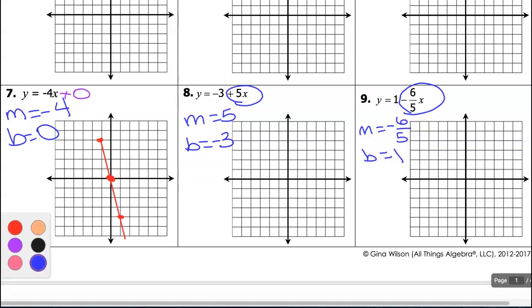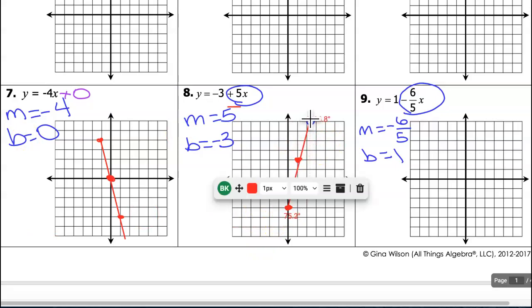And then once we know that information, we're good to graph. Here we're going to start down at -3. Always start with the y-intercept. Doesn't matter if they switch the order in the equation. We have to start with the y-intercept at -3. Slope is 5, so I go up 5 and to the right 1 because I want my slope to be positive. And then we connect our dots.